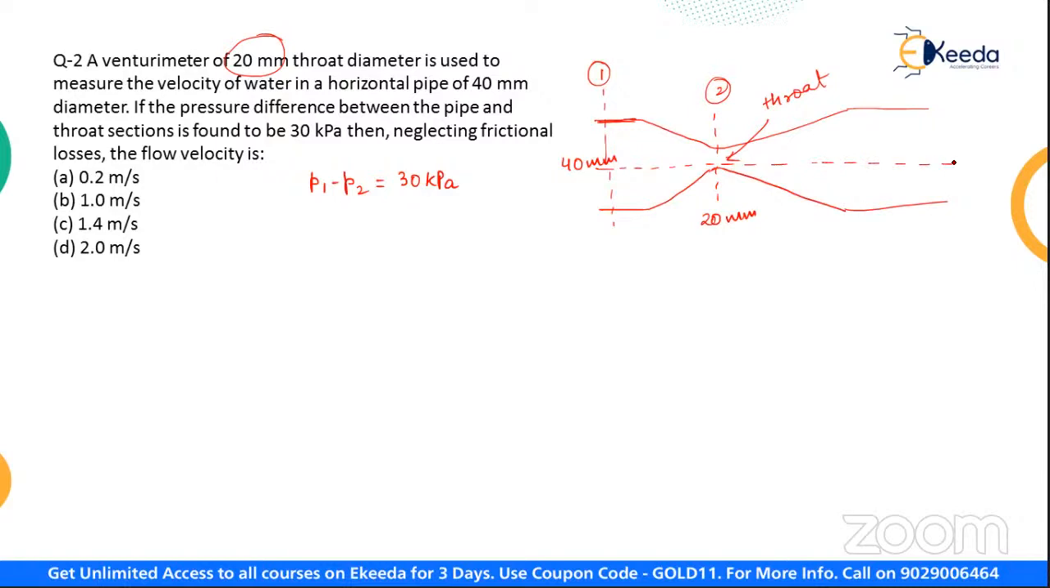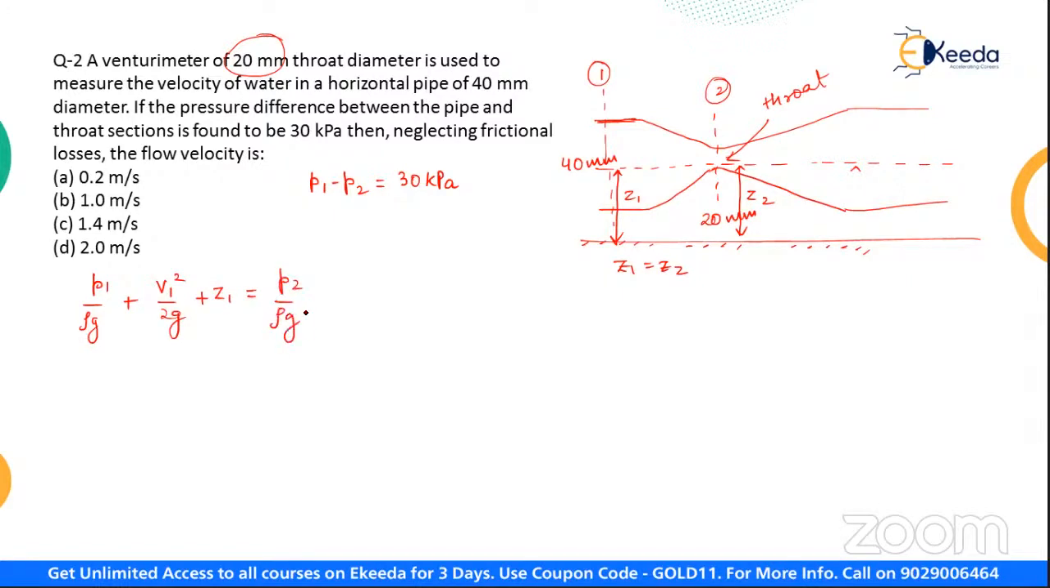So considering the center line to be at a constant distance from the datum, this is Z2 and this value is Z1 here. And Z1 is equal to Z2. Now from the Bernoulli equation, we know that P1 by rho g plus V1 square by 2g plus Z1 is equal to P2 by rho g plus V2 square by 2g plus Z2. Since Z1 is equal to Z2, this will be cancelled out. Now from here, (P1 minus P2) into rho g divided by rho g is equal to (V2 square minus V1 square) divided by 2g. Now from here this g will be cancelled out.